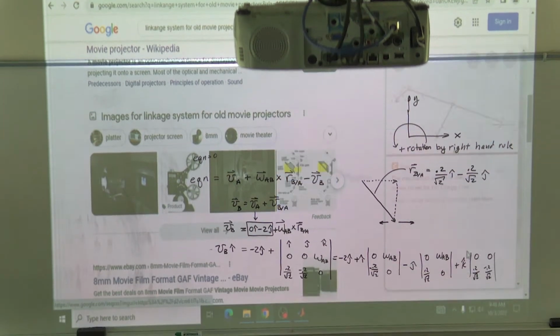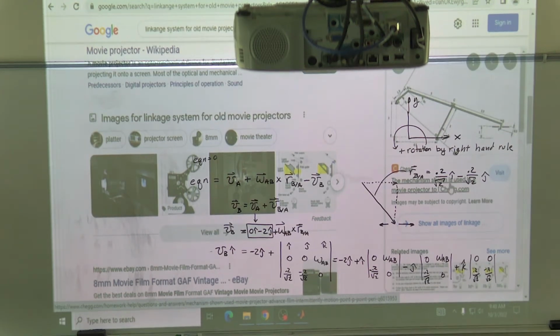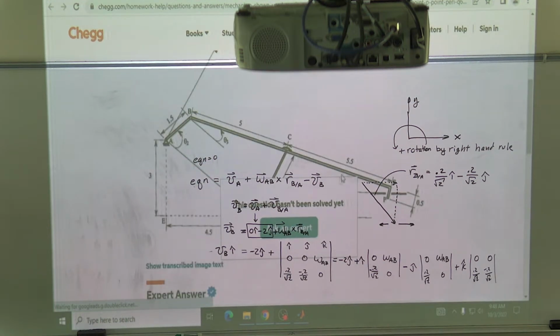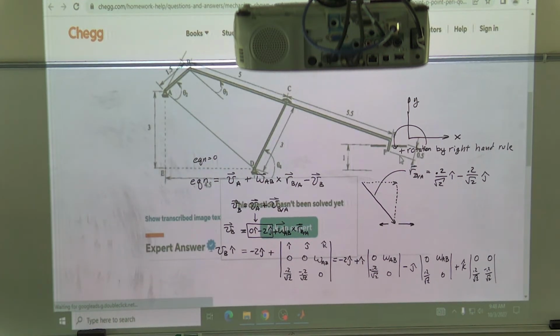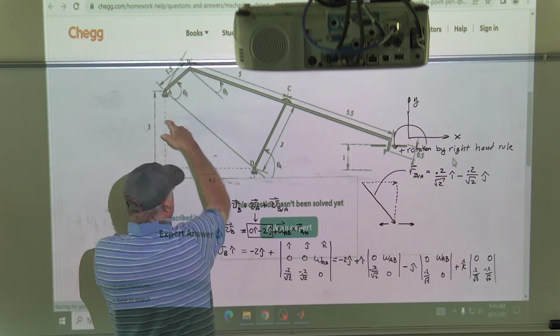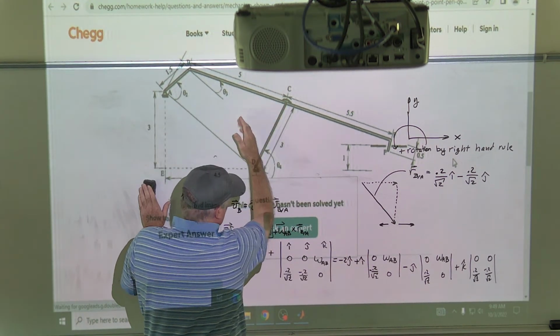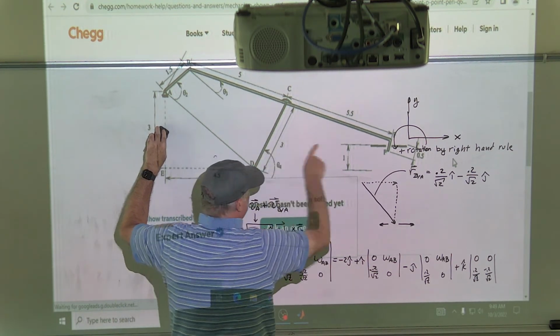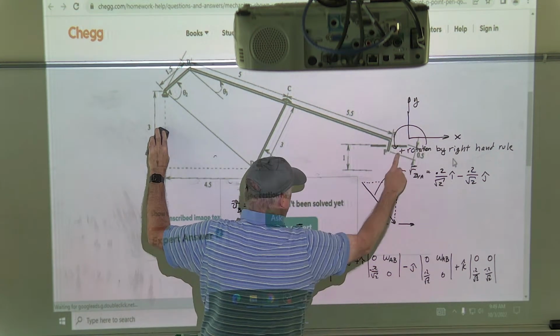Okay, let's see what this mechanism shows: linkages used in an old movie projector. Okay, that's on Chegg. Essentially, it's like a 4-bar linkage. If you think about it, this one's a little short thing, so it just goes around and around. This one just rocks back and forth, but it basically keeps it so that as this thing is down below here, this thing advances the film.